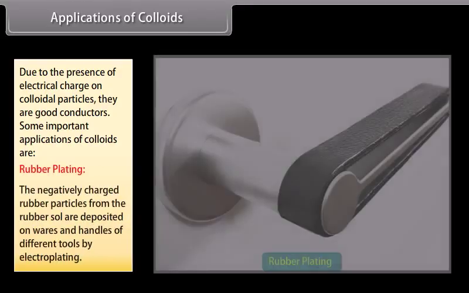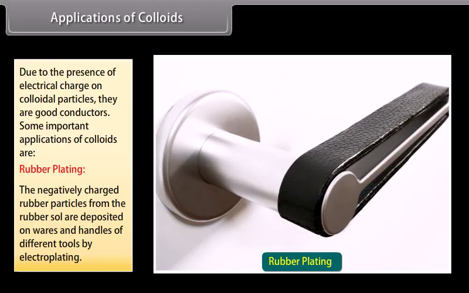Applications of colloids. Due to the presence of electrical charge on colloidal particles, they are good conductors. Some important applications of colloids are rubber plating. The negatively charged rubber particles from the rubber soles are deposited on wares and handles of different tools by electroplating.